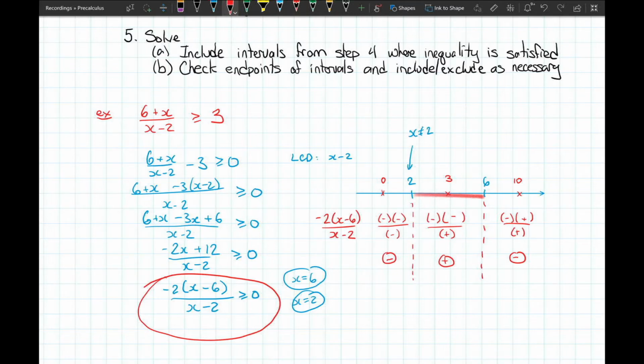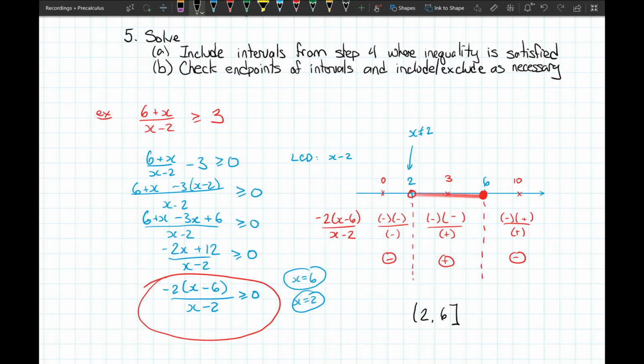Now remember, x cannot equal 2. Well, what about at 6? What happens when we plug x equals 6 in? We plug x equals 6 into this circled expression here. We get negative 2 times 0 over 4, which is 0, and 0 is in fact greater than or equal to 0. So we should be including 6 in our solution, and then we can state that as our interval: 2 to 6, and only 6 is included.